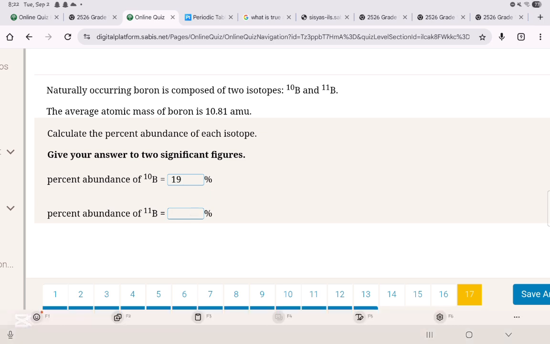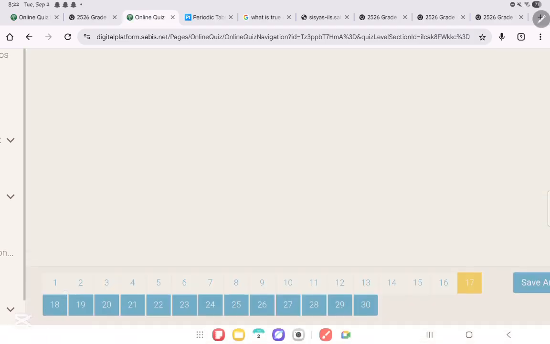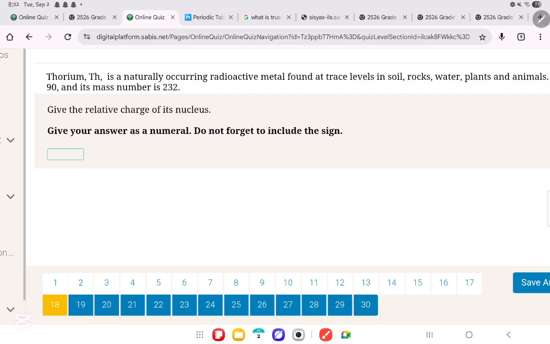If this is 19%, then the other is what? It's 100 minus 19. What's 100 minus 19? It's gonna be 81. So this is what? 81%. Let's move on to question number 18.